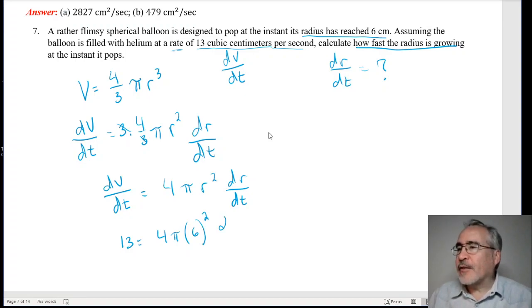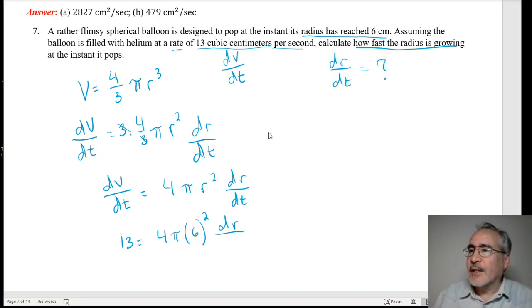Maybe it would answer the question of how fast it was going, and so maybe that tells us how fast the balloon shreds would fly off and whether it'd be dangerous or not. Okay, so this is dr dt. How fast is the radius changing? Okay, so again, we just do the math.